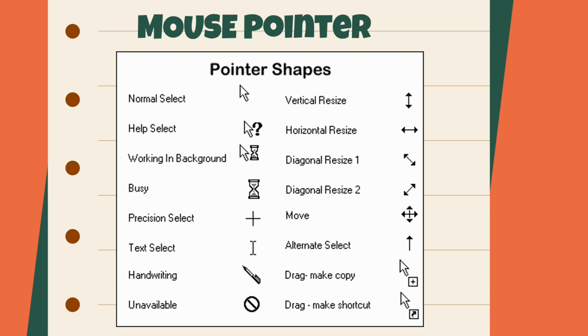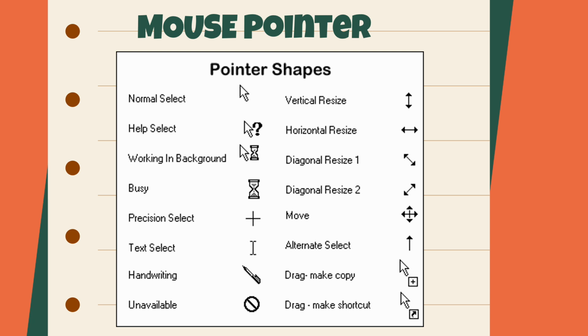Next, unavailable. You cannot click this link. For example, vertical resize if you want to resize a picture vertically. Next, horizontal resize if it's a picture or shapes you want to resize horizontally. Next is diagonal resize tool. So, yung nire-resize niya is the corner of a shape.